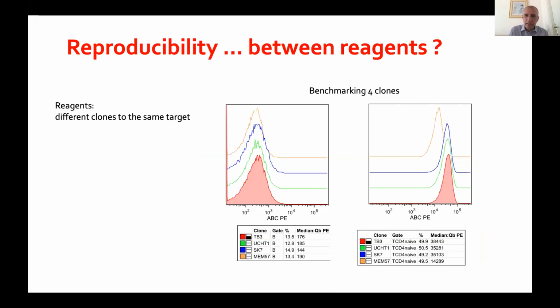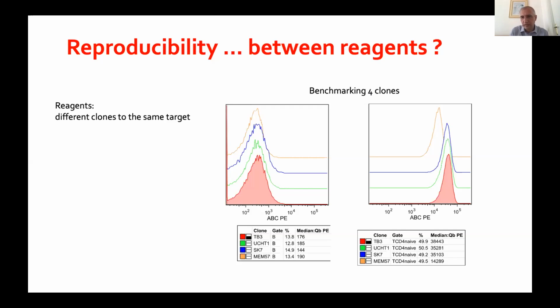This is a picture that shows the performance of 4 different clones that are all targeting CD4. So you can see that, I'm sorry, this is targeting CD3. And you can see that 3 of them give you exactly the same histogram. So they are perfectly comparable. And the third one is slightly lower. And this is a constant feature of these 4 clones. So again, you can use flow cytometry for benchmarking of clones.